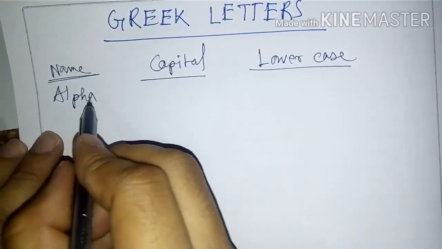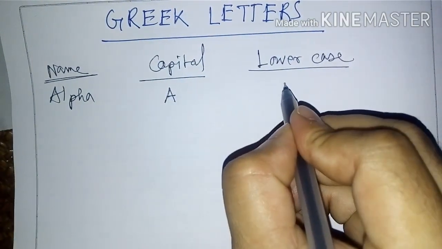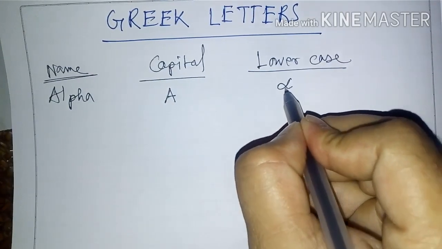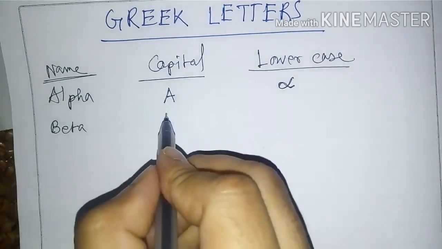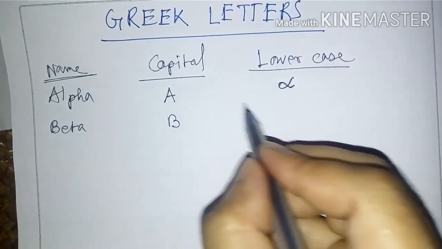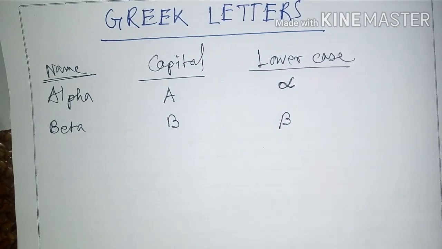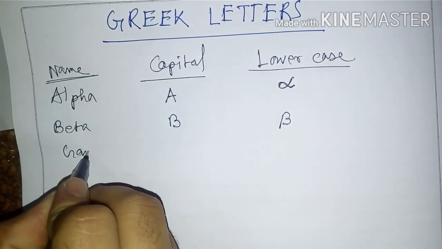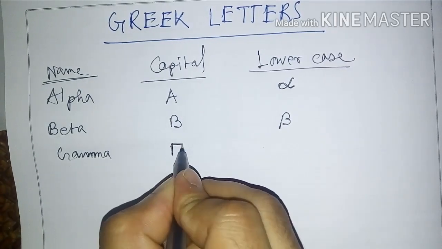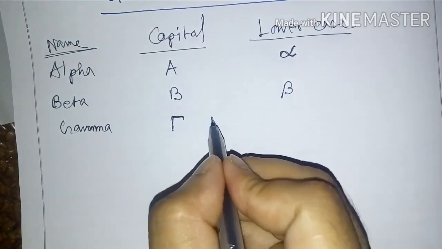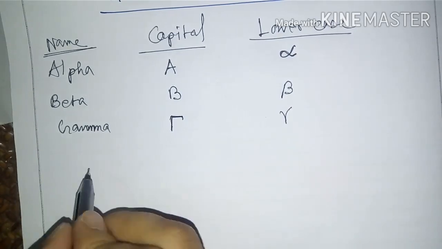This one is alpha. The capital letter is A, and the lowercase, the small letter, is like this. Understood? After that, this is beta, like the capital B, and the small letter is beta, like this. Next is gamma. This is the capital letter gamma, and this is the small letter. Next is delta.